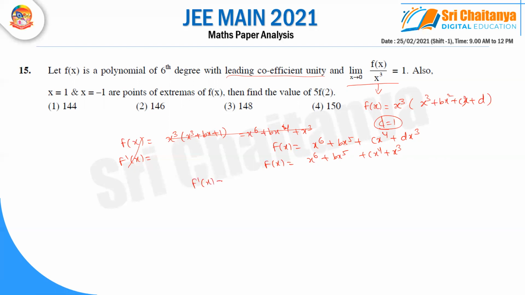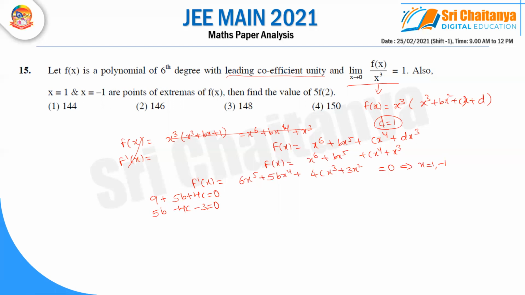So when I write f dash x, I will be getting it as 6 x power 5 plus 5b x power 4 plus 4c x cube plus 3x square, equal to 0, which implies x equal to 1 and minus 1 should be the roots. So I'm substituting it over here. What will I get? 6 plus 3, 9 plus 5b plus 4c equal to 0. This is one of the relations I'm getting. And when I'm substituting x equal to minus 1, I will be getting 5b minus 4c minus 3 equal to 0. So if I'm adding both of them, I will get the value of b. And if I'm subtracting, I will be getting the value of c.